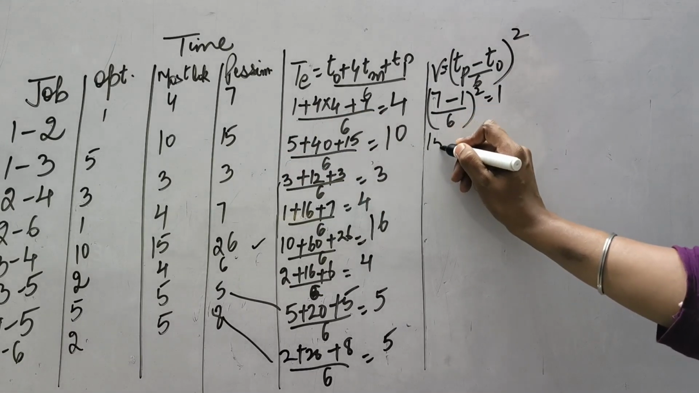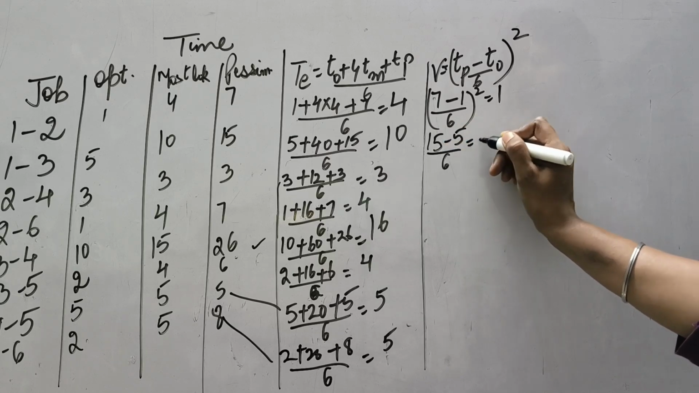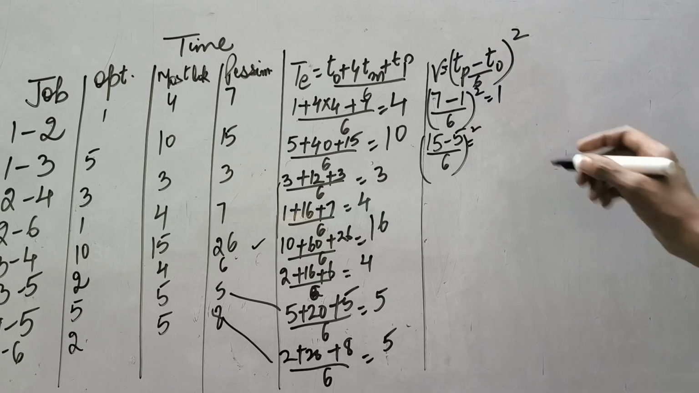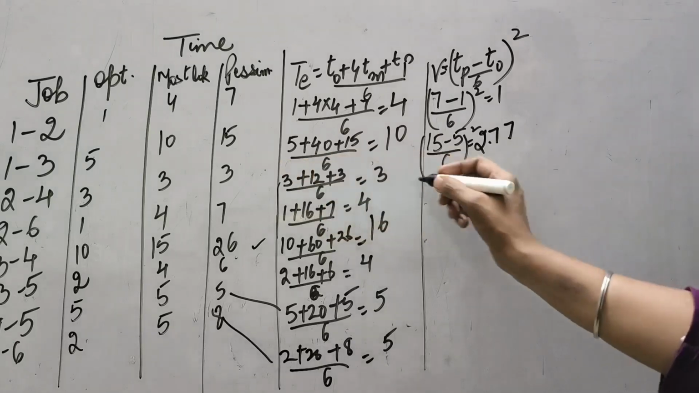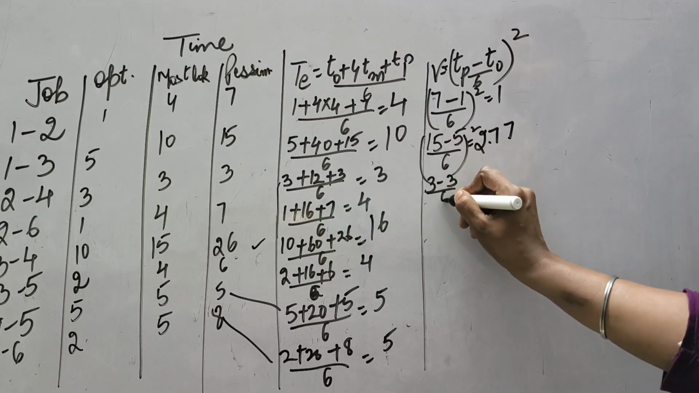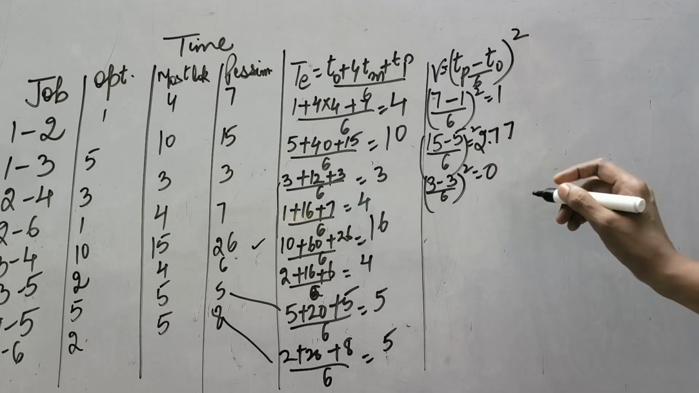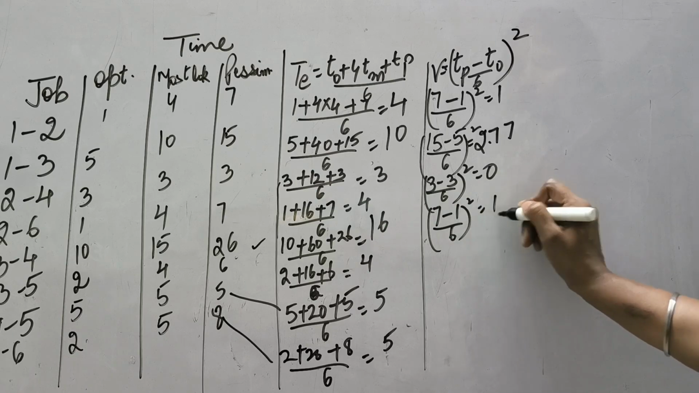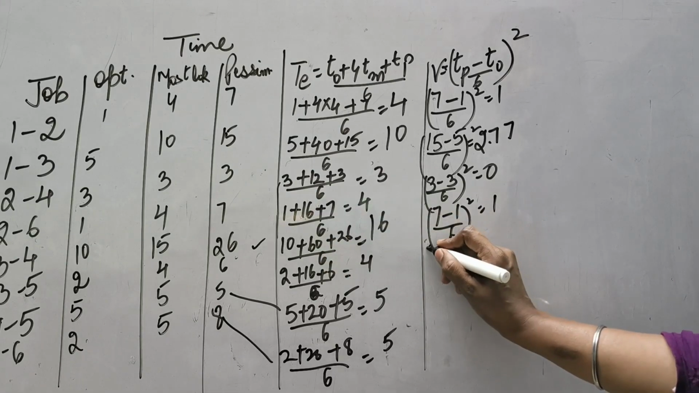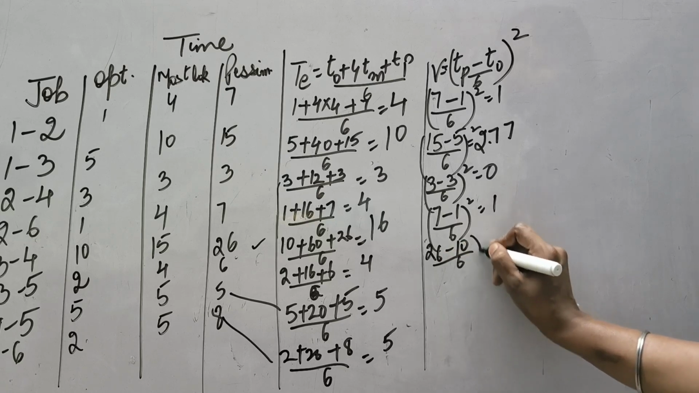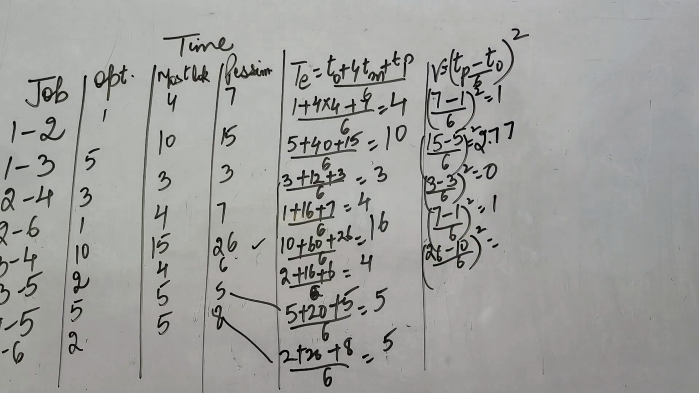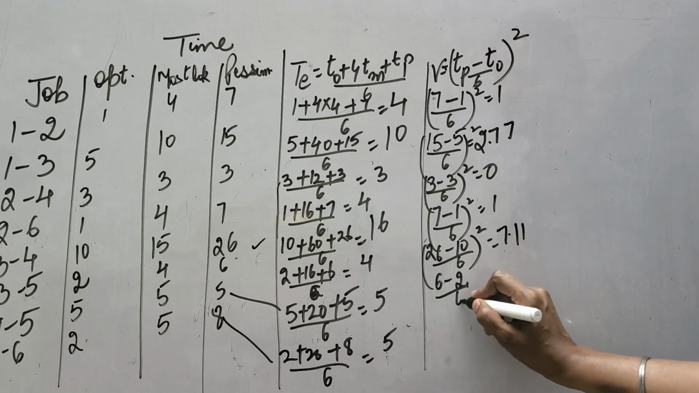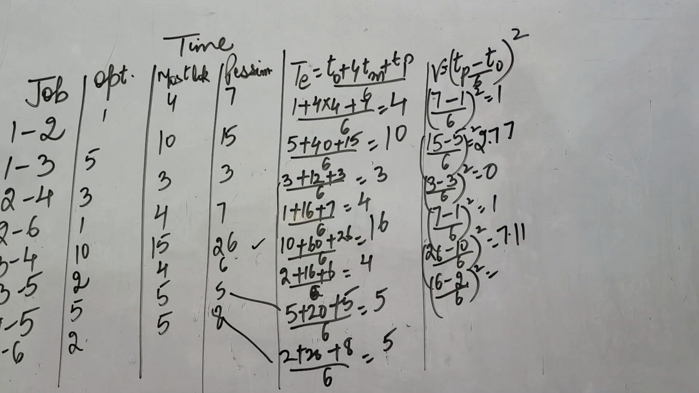In the second case, it is 15 minus 5 divided by 6 and it comes out to be 10 by 6 square, which is 2.77. For the third case, it will be 3 minus 3 divided by 6 square, which comes out to be 0. Next is 7 minus 1 divided by 6 whole square. 6 by 6, it will be 1 only. Then comes 26 minus 10 divided by 6 whole square. And this comes out to be 7.11. Next is 6 minus 2 divided by 6 whole square. That is 4 divided by 6.